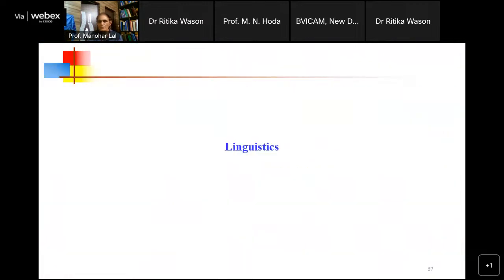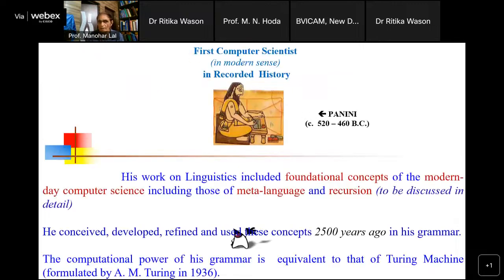Now, third, I come to linguistics. Linguistics has been practiced in India since at least 2500 BC. And whatever the contribution to linguistics by Indians has been, it is respected today also. Friends, Panini is the father of modern linguistics, despite the fact he was born 2500 years back. But modern linguistics is completely based on his ideas.